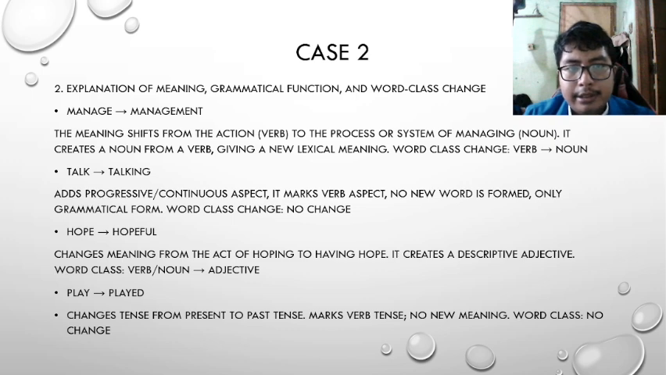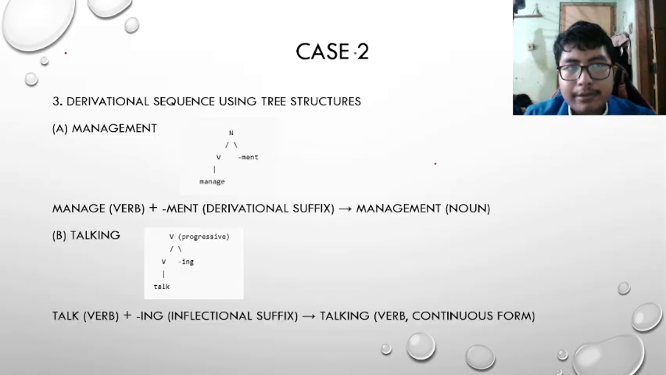For the word class change, there is no change. Hope into hopeful changes the meaning from the act of hoping to having hope. It creates a descriptive adjective. For the word class change, a verb or noun becomes an adjective. Play into played changes the form from present to past tense, marking verb tense, with no new meaning. For the word class change, there is no change.